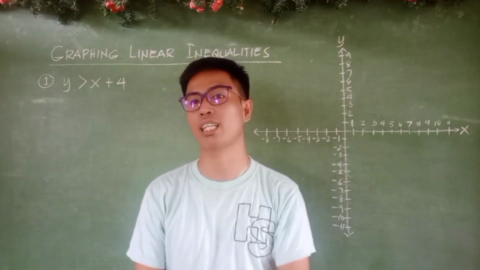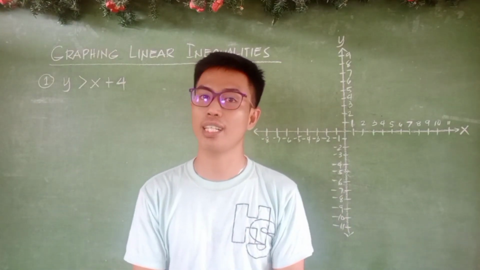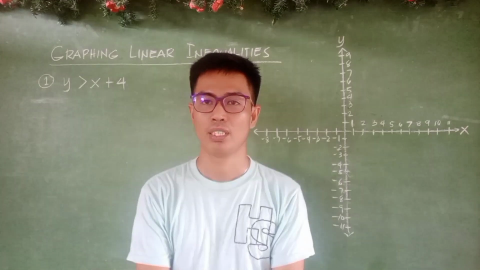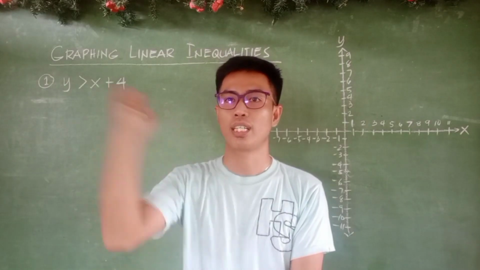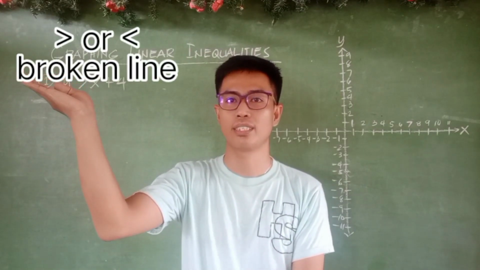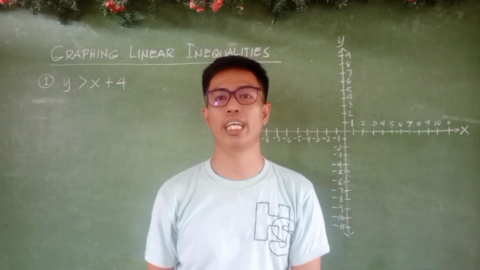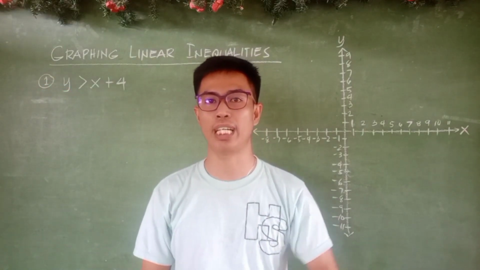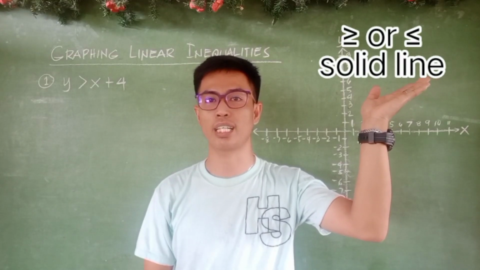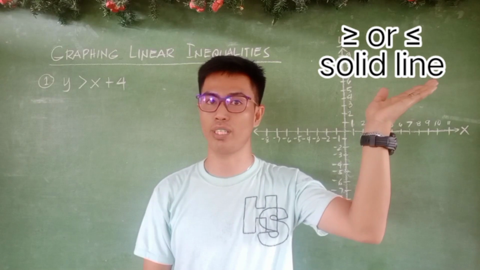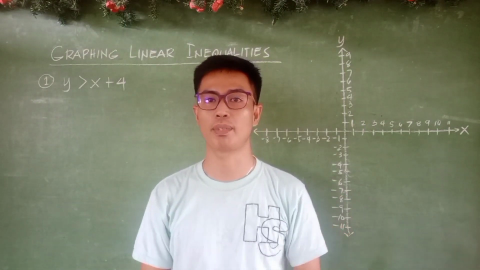And another thing na tatandaan nyo kapag mag-graph tayo ng linear inequalities is the relationship symbol. So if the linear inequality has the relationship symbol greater than or less than, ang gagamitin nating line is the broken line. And pag naman ang gamit na relationship symbol ay greater than or equal and less than or equal, ang gagamitin nating line is the solid line. So, ipapakita ko yung pagkakaiba nila dito sa ating example.